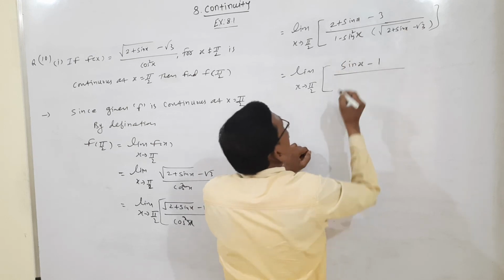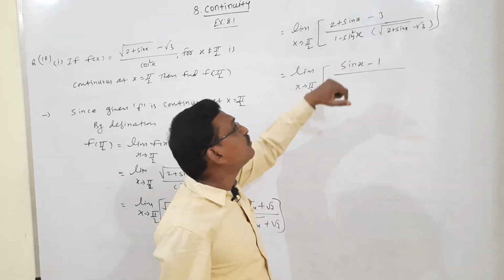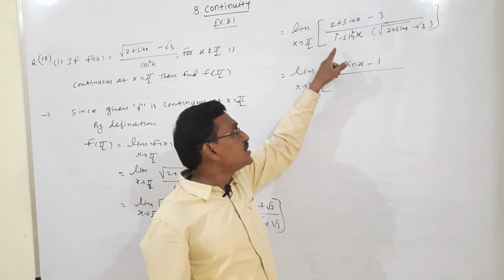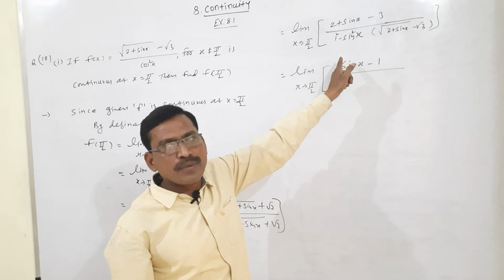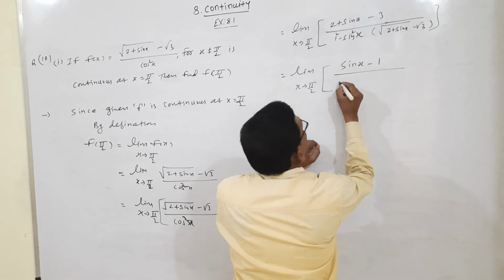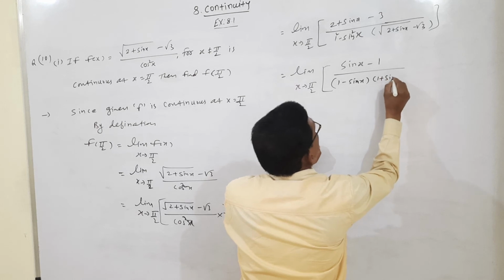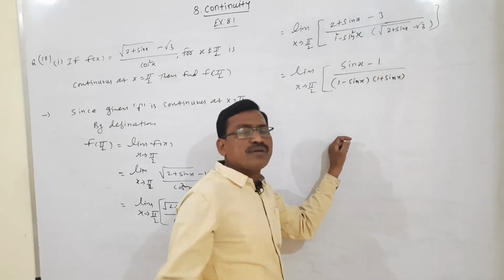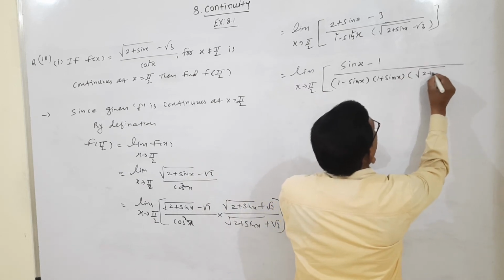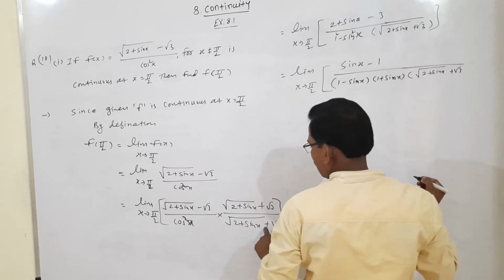Here also, can we write this 1 in the form of a square? Yes. Now this is a square minus b square, whose factors are a minus b and a plus b. So the factors of 1 minus sin square x are 1 minus sin x and 1 plus sin x. And the second term is under root 2 plus sin x plus root 3.